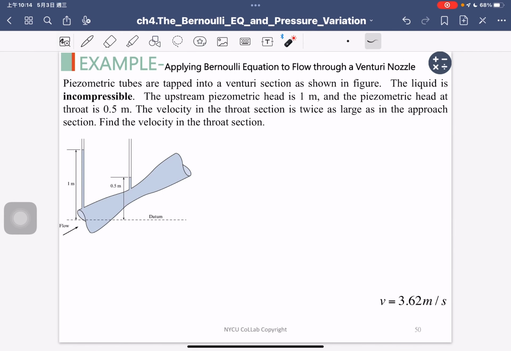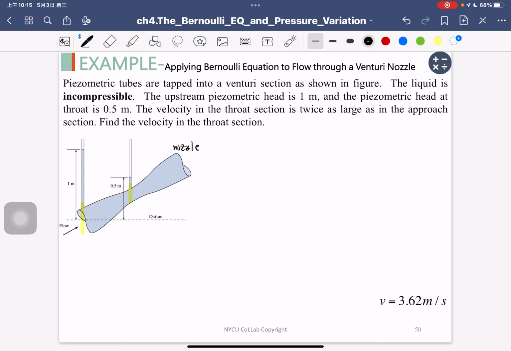Okay, so as we mentioned before, the application of the Bernoulli equation is usually to compute the flow velocity in our pipe. So this is a very good exercise. As you can see, this is a nozzle. We have a nozzle here, and we have two different cross sections. The first cross section is here, and the second cross section is here.